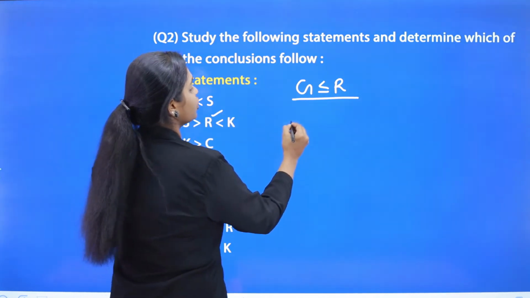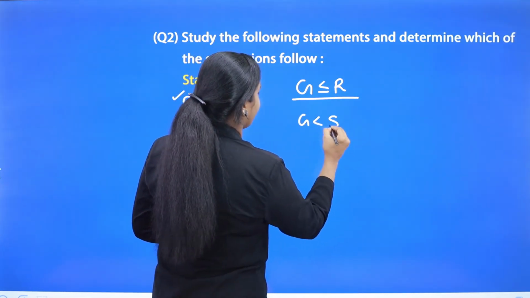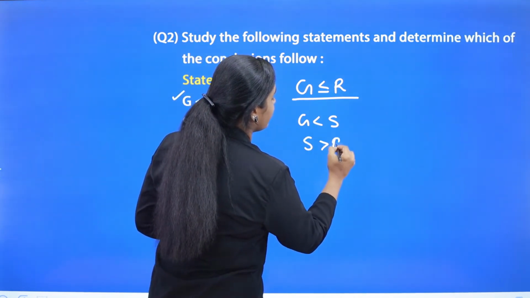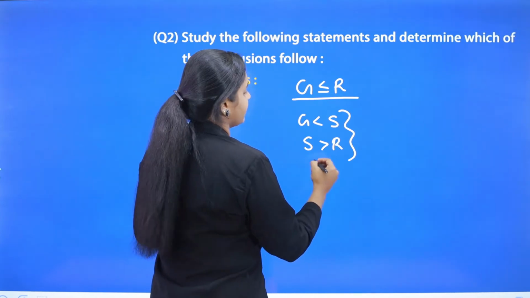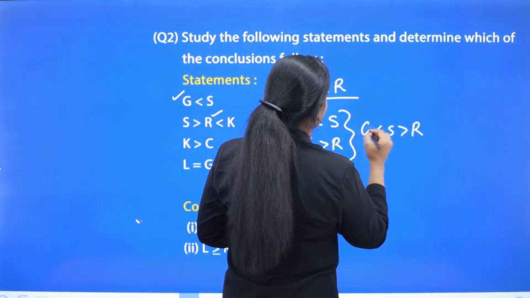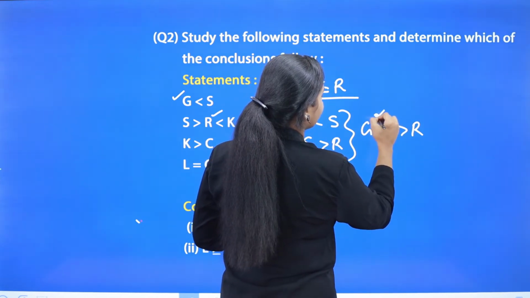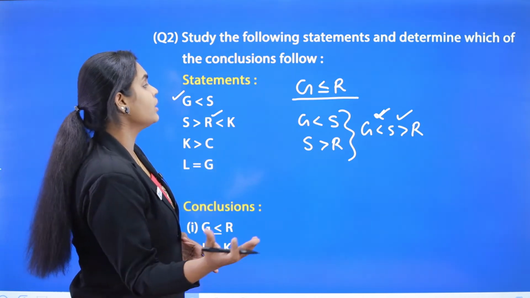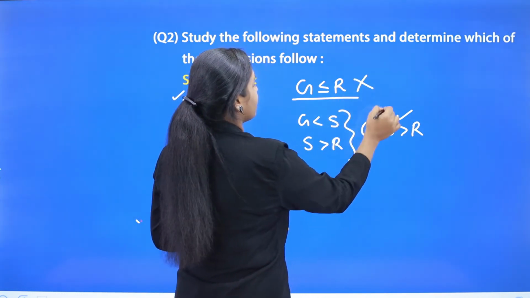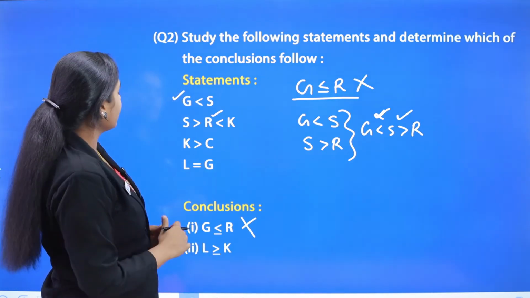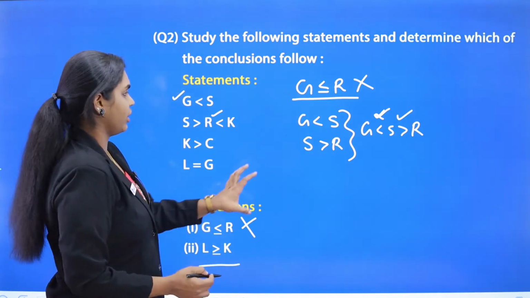Here it is G less than S, and here it is given S is greater than R. Now let's connect these two statements. You can write it as G less than S greater than R. Here opposite symbols are coming, right? Less than and greater than. So that means we cannot say G less than or equal to R. So conclusion 1 is wrong here. Now the second conclusion, L greater than or equal to K.